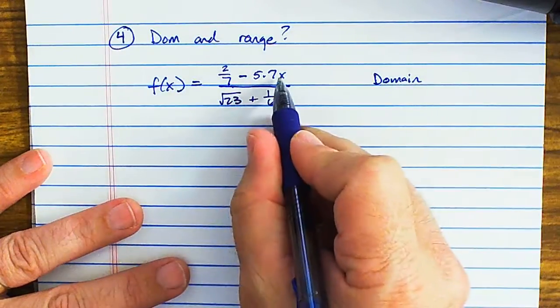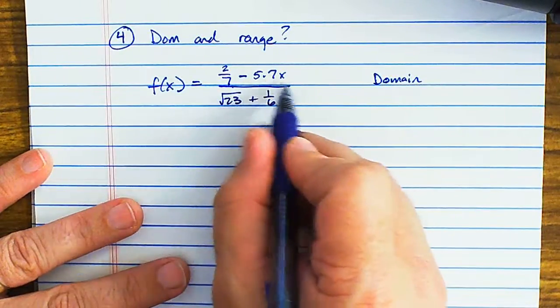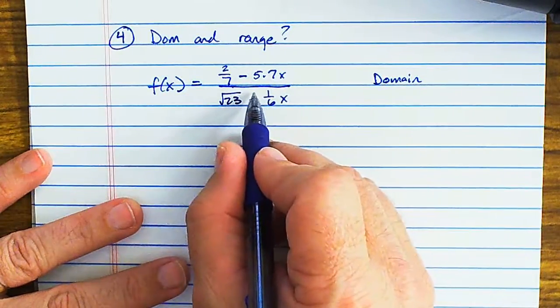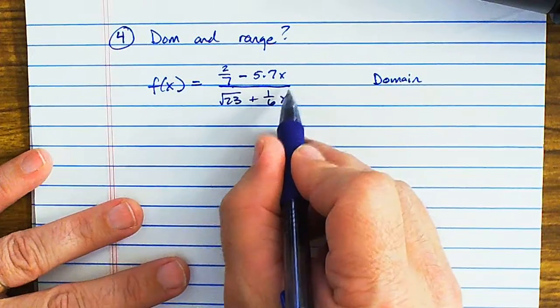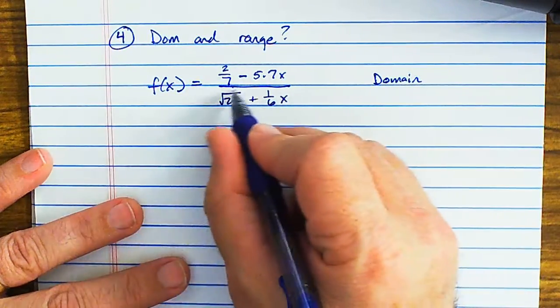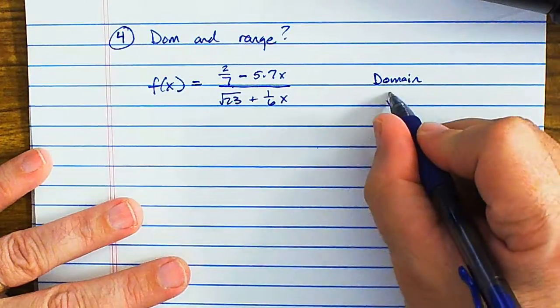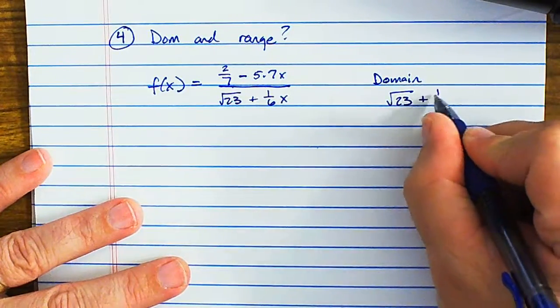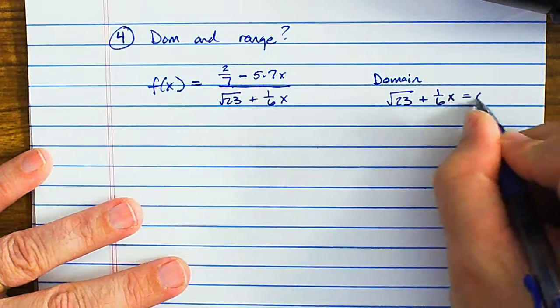Remember, the domain is your x values. They can be almost any number unless you have restrictions. Here we have a fraction, so we can't have 0 on the bottom. So I'm going to find out what makes 0 down here by taking radical 23 plus 1 over 6x and setting it equal to 0.